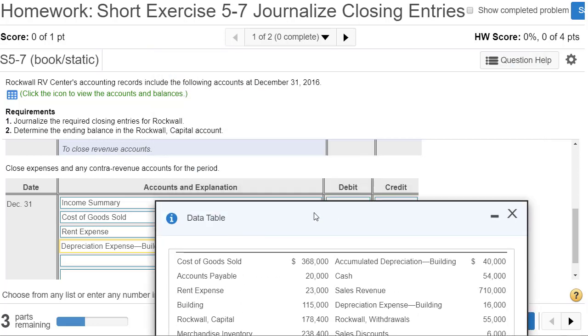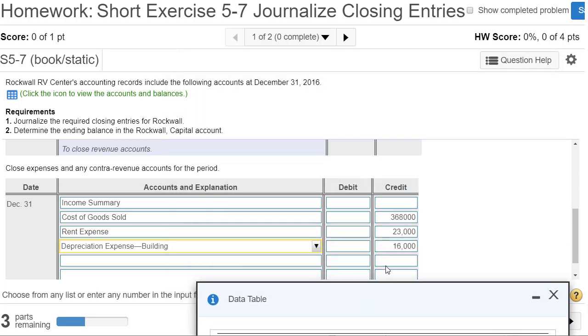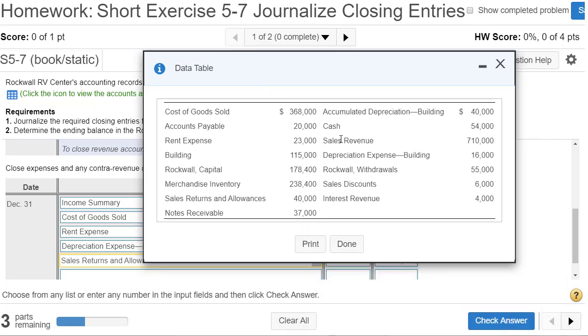Now, don't forget, we also have to close any contra revenue accounts. Now, this means sales discounts and sales returns and allowances. So let's see if I can find either. Here we go. Sales returns and allowances. So this is a temporary account, just showing how much returns and allowances we've had during the period. So that will also be closed with a credit. And we have sales discounts. Right here, we've got sales discounts, $6,000.